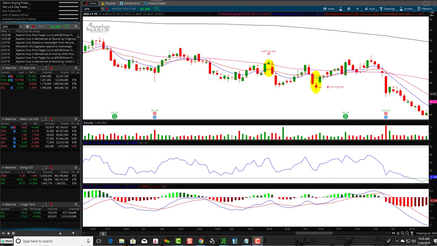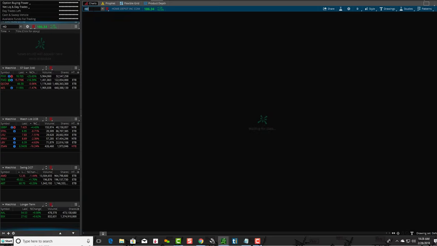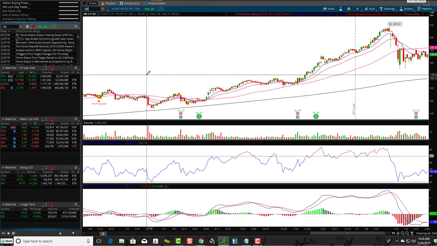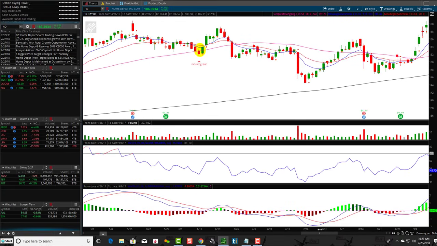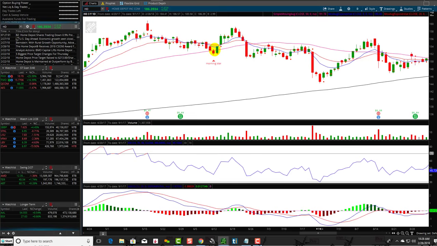All right, let's look at several examples. I'm all about repetition being the key. So you just want to look at chart after chart after chart. There's no simple way to learn candlesticks because it's all about repetition. So here's one right here.